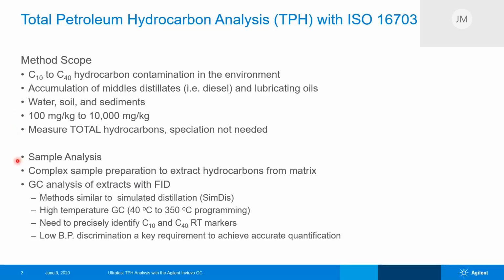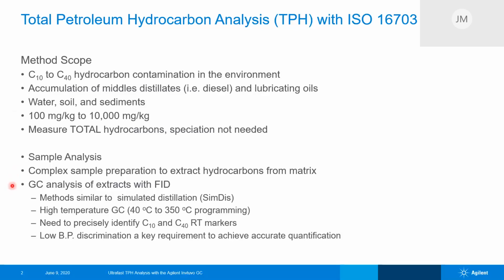So for this method, for the sample analysis, first, there's a relatively rigorous and complex sample preparation that is multi-step. This is used to extract the hydrocarbons from the matrix. But when you do the extraction, a lot of other things from the environmental samples will come along, and we want to eliminate those. So there are several steps that seek to clean up as much of the environmental matrix as possible and leave behind only the hydrocarbon contamination that we're trying to measure.